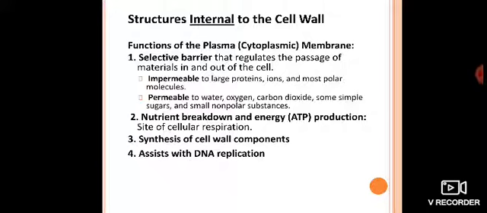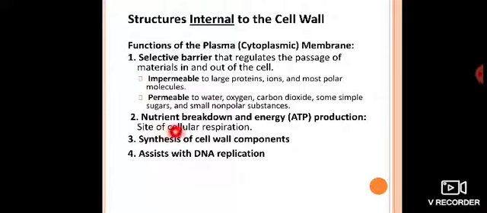Here we can easily observe that heavy or large proteins, different types of ions, and most polar molecules cannot penetrate the cell; they are impermeable because of the selective barrier function. It is permeable to water, oxygen, carbon dioxide, and some simple sugars, and small non-polar substances are permeable through this selective barrier process. So the first function of your plasma membrane or cytoplasmic membrane is to be permeable and impermeable to selective materials or components.